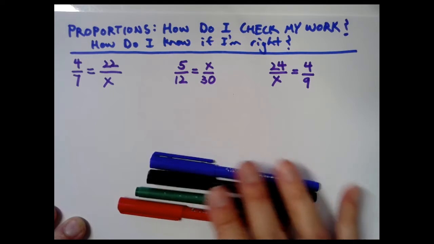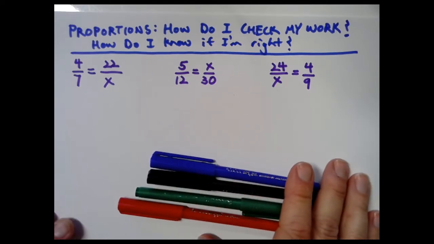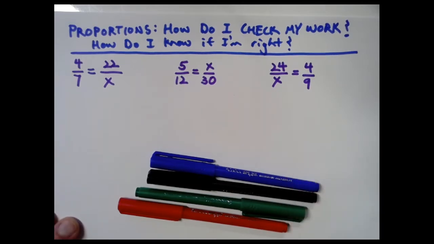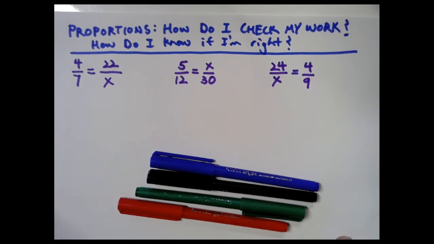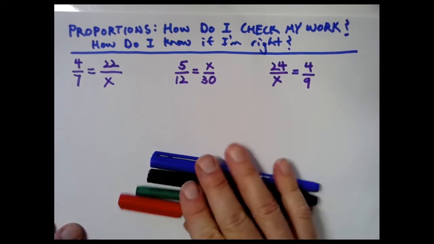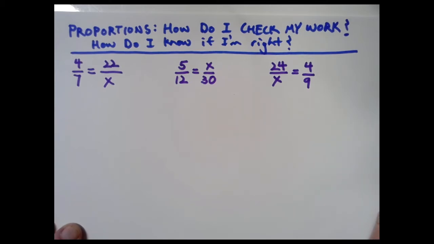Question came up in class today. This is, by the way, my first video of the new year, 2021. Question came up in class today. How do I check my work? We just started a unit on proportions. We're solving some problems. And people are wondering, how do I know if I'm right? Or do I just have to wait for an answer key? Or what do I do?